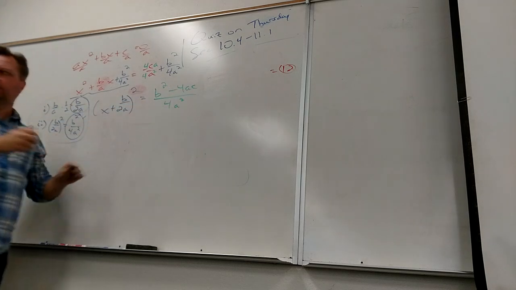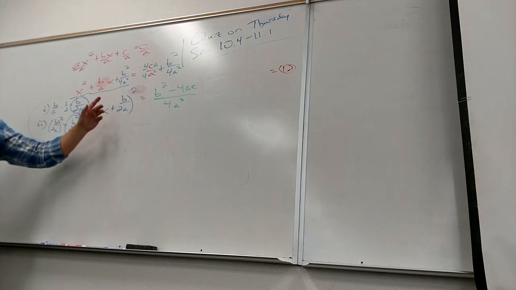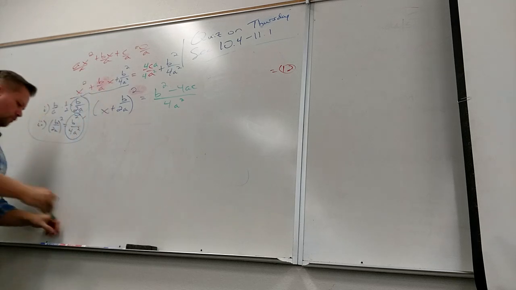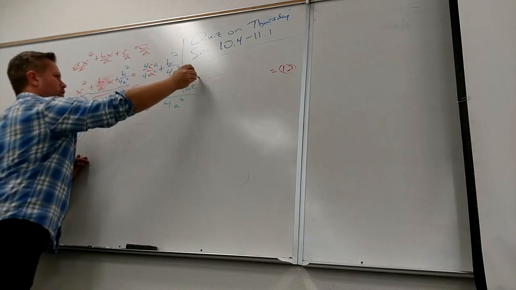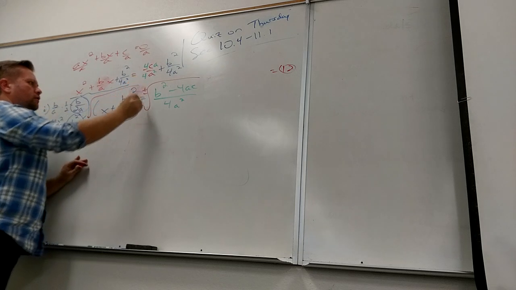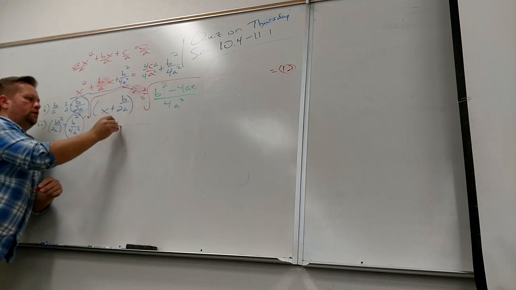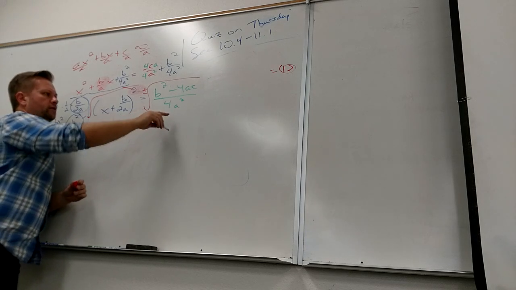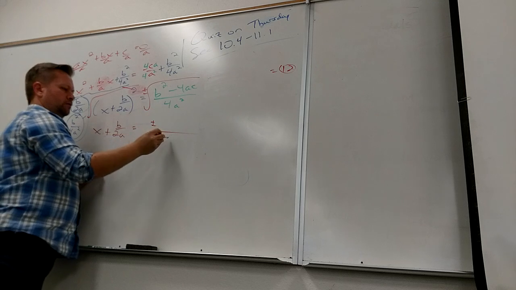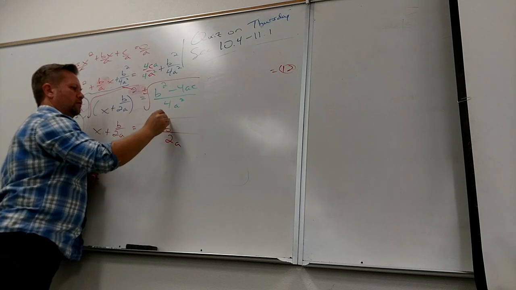Does that sound familiar to some of you? B squared minus 4ac. And then what do I do? Square root. So then that cancels. I get x plus b over 2a equals plus or minus... What's the square root of 4a squared? And then the top I can't really do anything with.